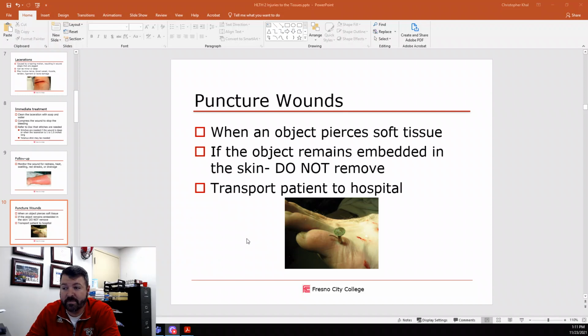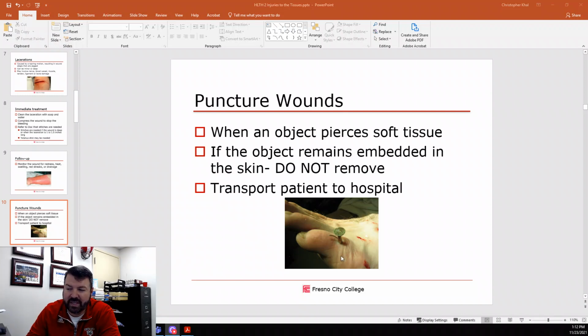Puncture wounds. Whatever object is embedded within, you want to make sure, one, that you do not remove it. Keep it where it is. Say it's a nail, for example. Do not take it out. More injuries can be caused by you taking it out than it going in. You're probably going to send them to urgent care or the hospital, so that they can take it out appropriately, because again, you don't know what's underneath that it's punctured.